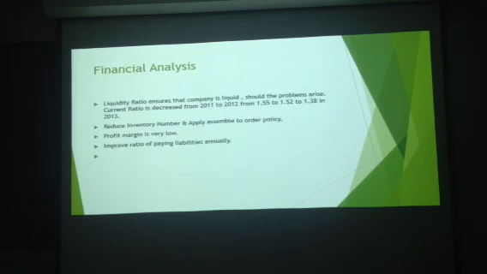Financial analysis. I'll start off the financial analysis, firstly describing a few of the important ratios and then provide a strategic plan for it. Liquidity ratio ensures that a company is liquid should problems such as bankruptcy arise. The company's current ratio, which is a part of the liquidity ratio, indicates the company's ability to pay its short-term debt. The company's current ratio has decreased from 1.55 in 2011 to 1.52 in 2012, but has decreased significantly to 1.38 in 2013.